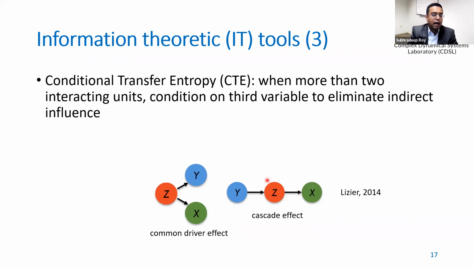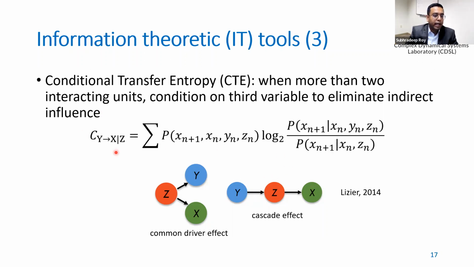To identify this direct influence and eliminate this indirect coupling, what we have to use is called causation entropy, or conditional transfer entropy. It's basically an extension of the pairwise transfer entropy with additional conditioning.